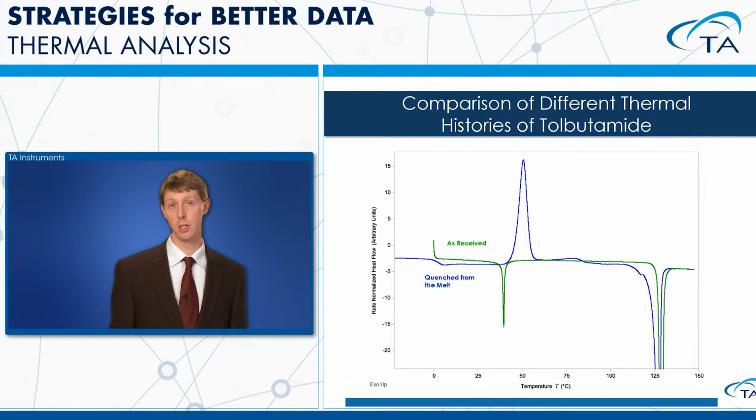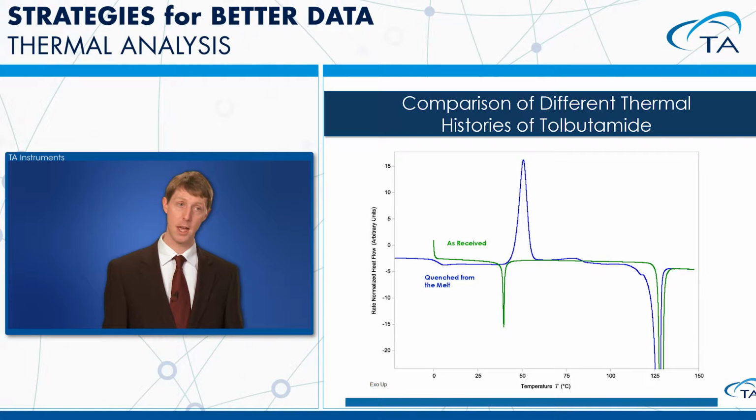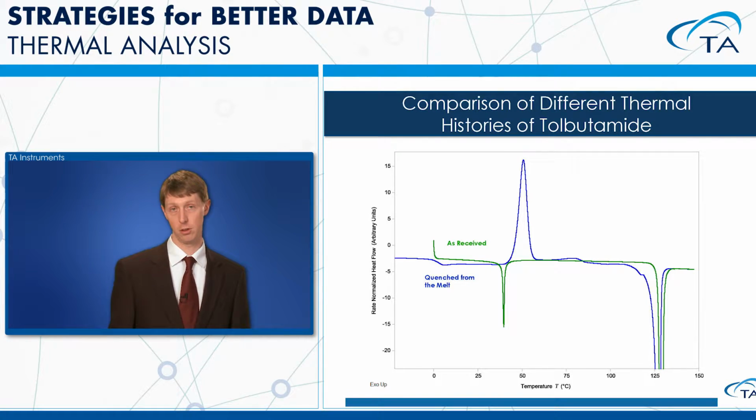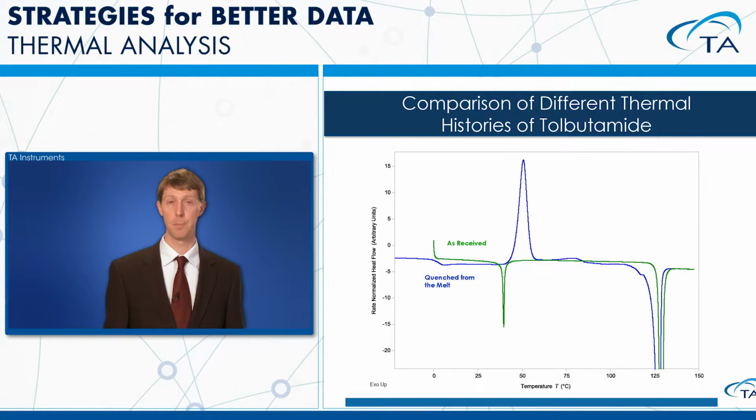is a glass transition which is associated with that amorphous phase that we forced it into, followed by a cold crystallization, and once it goes to that crystallization, it has the ability to melt at higher temperatures. So you can see that the differences in how they're processed really can give you a significant difference in the material and how it shows up in the DSC.